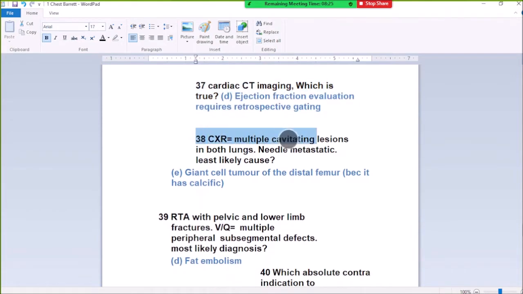For a chest with multiple cavity lesions in both lungs, needle biopsy shows metastatic disease. The least likely cause is giant cell tumor of the distal tumor, because it has calcification. This chest shows multiple cavity lesions in both lungs, on needle biopsy it is metastatic disease. The least likely cause is giant cell tumor, because giant cell tumor of the distal tumor has calcification.